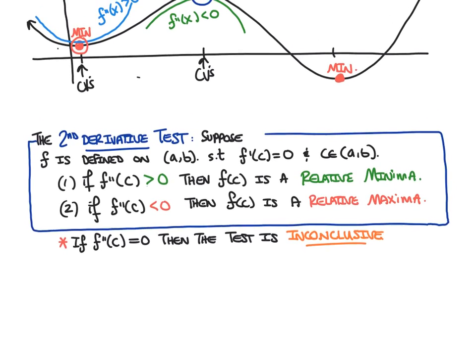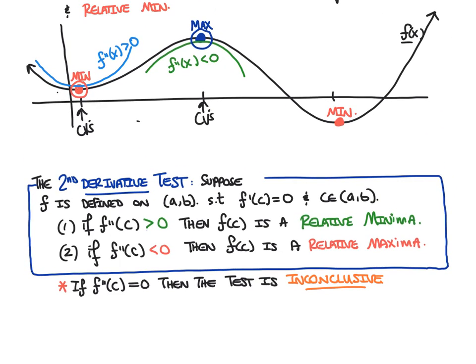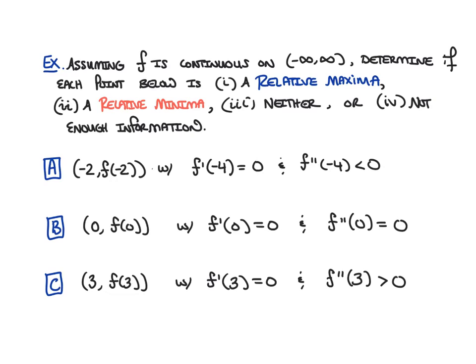Oh, I actually have it on the next slide. We're going to see how this actually works in practice. So here's a real quick example of using the second derivative test. Suppose that your function is continuous, so there's no points of discontinuity. We're going to determine if each point below is a max or a min, or possibly neither. And there's also a situation where we might not have enough information.